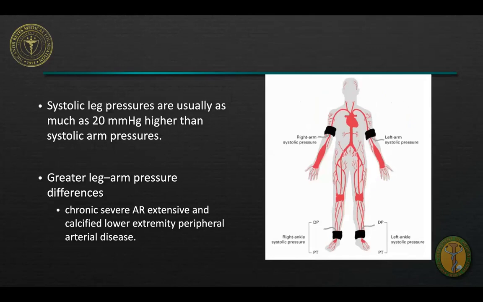Systolic leg pressures are usually as much as 20 millimeters mercury higher than the systolic arm pressures. Greater leg-arm pressure differences may be caused by chronic severe aortic regurgitation or extensive and calcified lower extremity peripheral arterial disease.